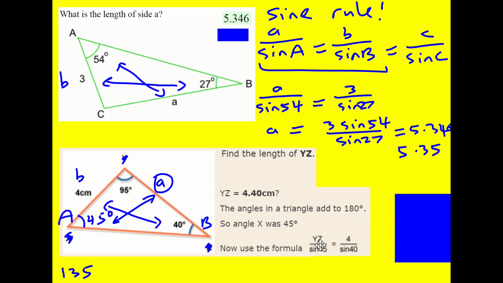So we get 45. We can then write down that A over sine 45 equals 4 over sine 40, multiply through by sine 45. So it's going to be YZ, or A in our case, equal to 4 sine 45 over sine 40. If you can do that, you're in a good place. You've understood the sine rule, calculating sides.